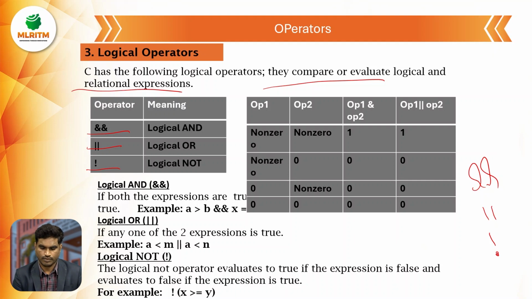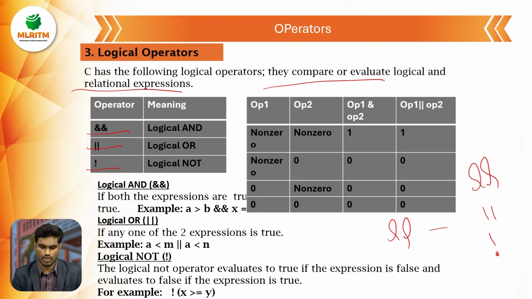Here, for example, we are taking one example. If both the expressions are true, the result is true. Here, for logical AND, when both the expressions are true, the result is true. All the remaining times, the result is false.